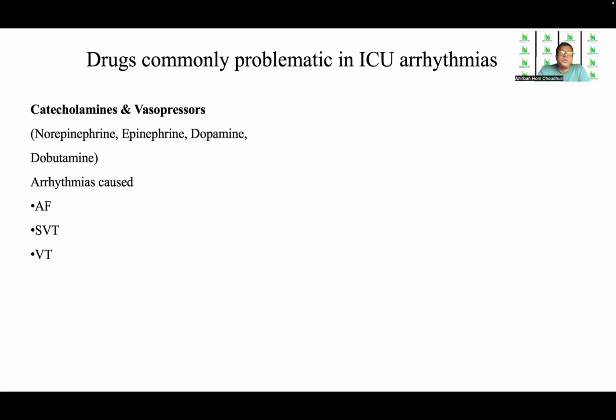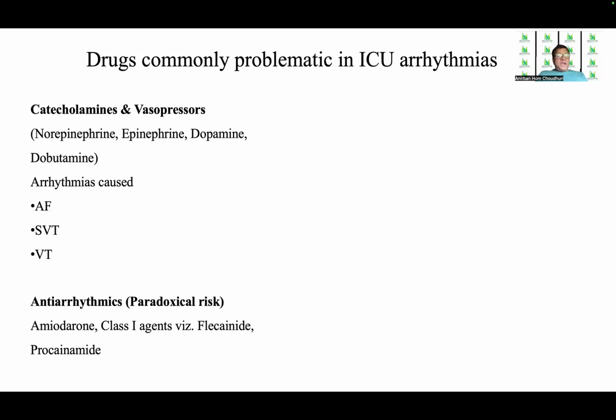So what are the drugs which are commonly problematic in ICU arrhythmias? Because polypharmacy, as we can realize, is a very big cause of ICU arrhythmias, and unless someone is aware of the drugs, he may not be able to correct the situation. Catecholamines and vasopressors like norepinephrine, epinephrine, dopamine, dobutamine can all cause arrhythmias. They can cause AF, SVT, and VT.